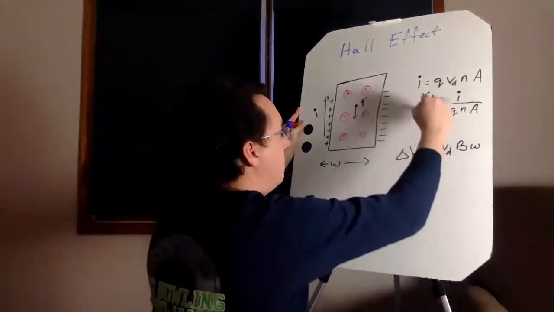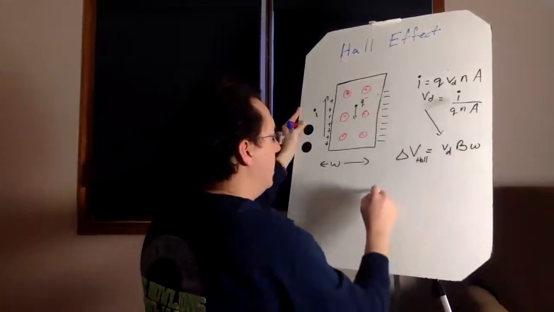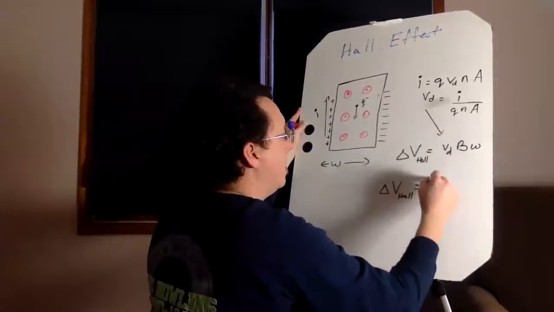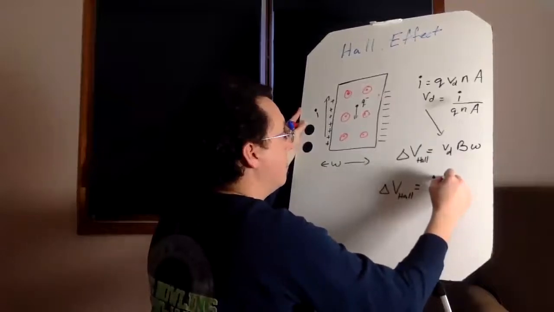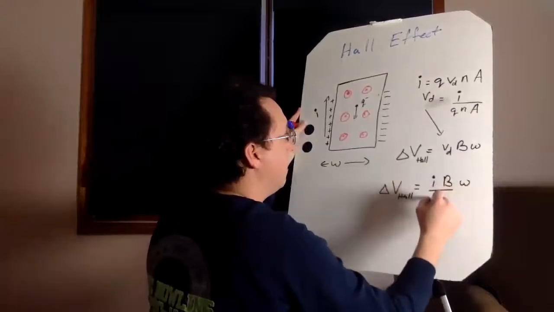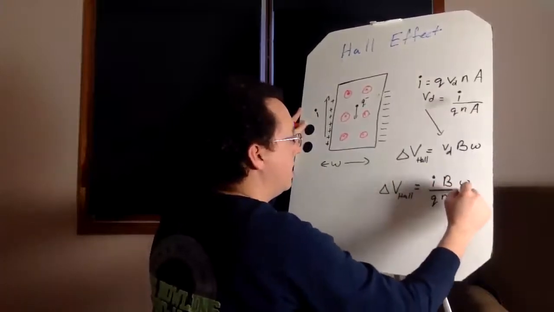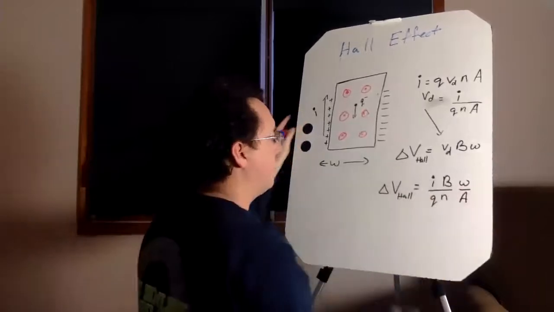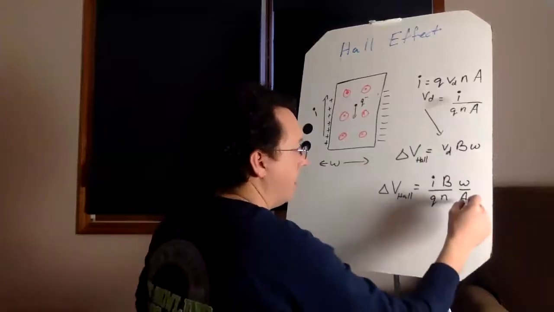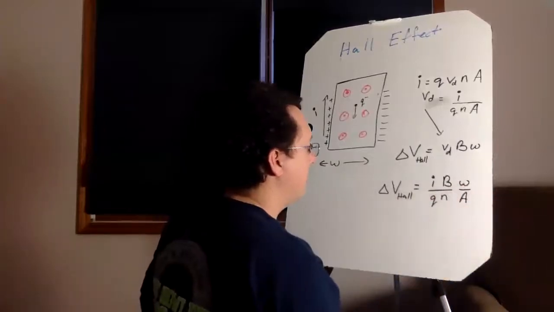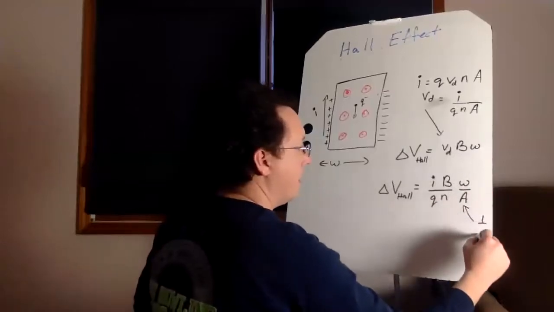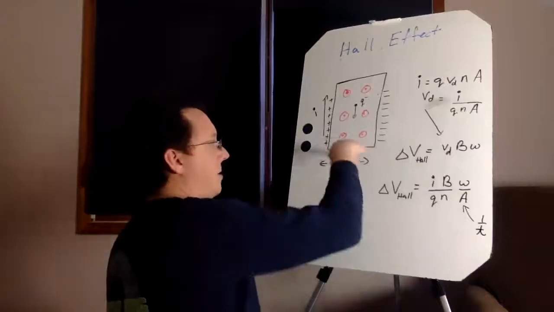But I can substitute in for the drift velocity, the current, and I get delta V equals I times B times W divided by Q n over A, the area. But the width over the area is nothing other than 1 over the thickness. So this quantity is 1 over the thickness, T, the depth into the board.